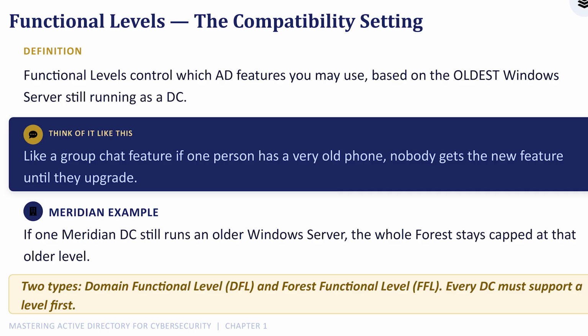So in the slides, I identify two types, which is the domain functional level, that is DFL, and then forest functional level, which is FFL. So higher levels can unlock newer capabilities, but the environment has to meet the required compatibility conditions. Okay, why is this important? Because enterprises often don't upgrade everything at the same time. You may have old servers, newer servers, legacy applications, new applications. So compatibility becomes a major concern. And this is one reason enterprise upgrades require planning rather than just installing the newest thing.